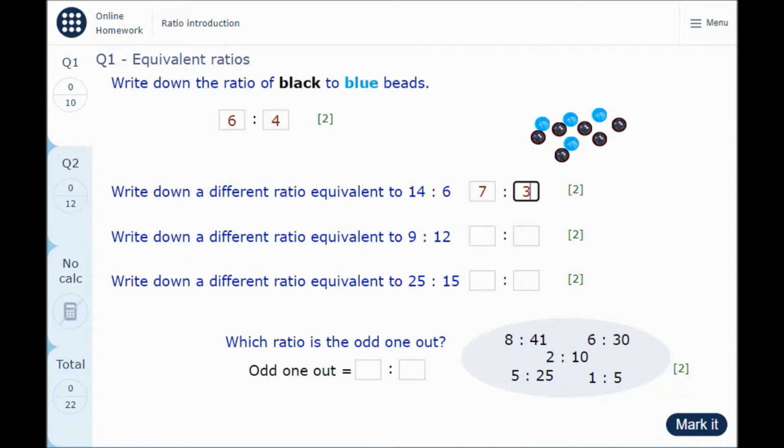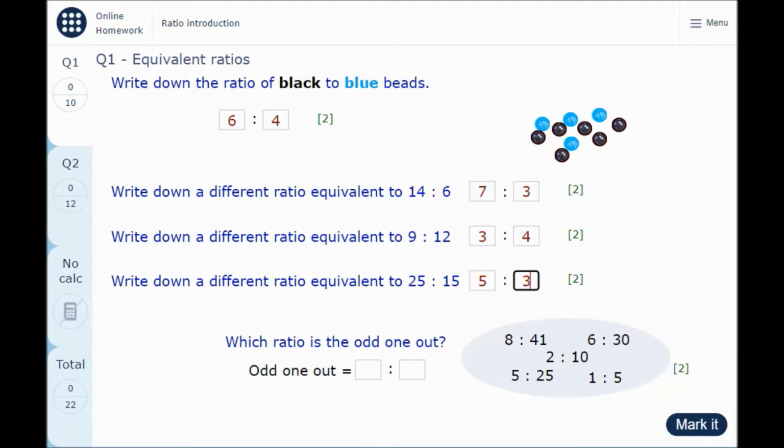Write down a different ratio to 9 to 12. I'm going to simplify again. So 3 goes into 9 3 times, 3 goes into 12 4 times. Next one, write down a different equivalency. Again, I'm going to simplify. 25 and 15, 5 goes into 25 5 times, 5 goes into 15 3 times.